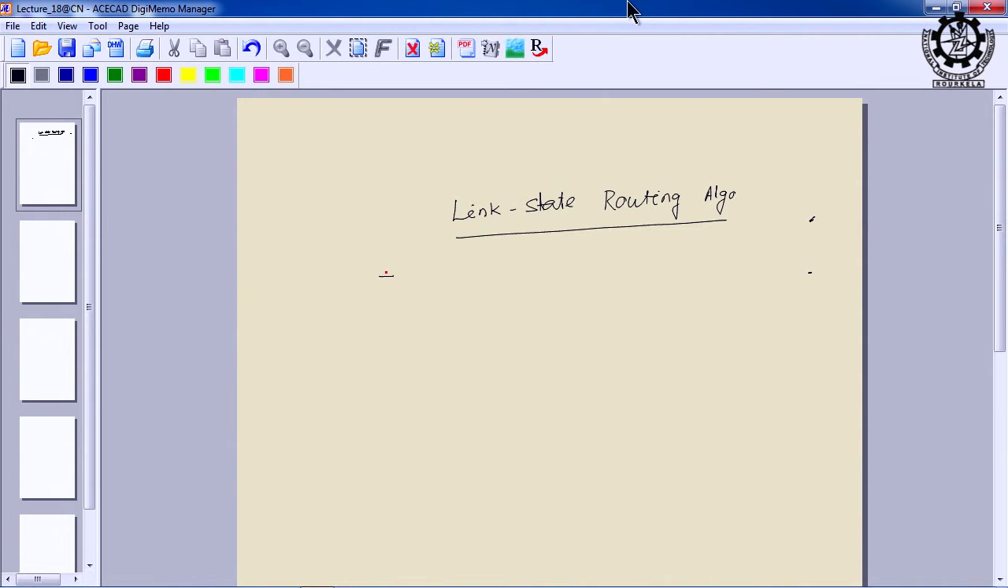The first step is it learns the neighbor information, learns about its neighbors. When we talk about the neighbors, they are basically the one hop neighbors, or you can say the next neighbors. Next, the second step after learning about the neighbors is to find the cost to reach the neighbor. We will see the details of each of these steps.